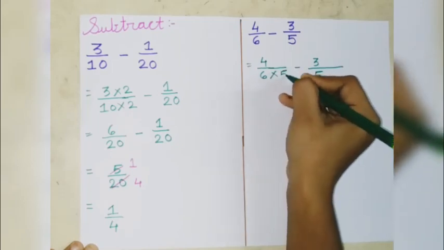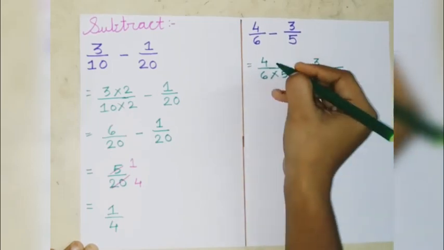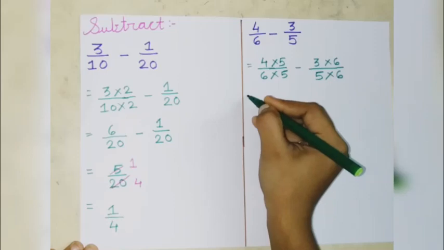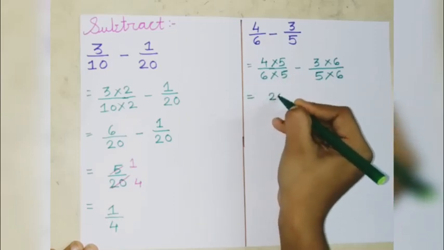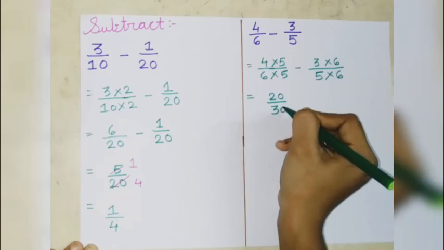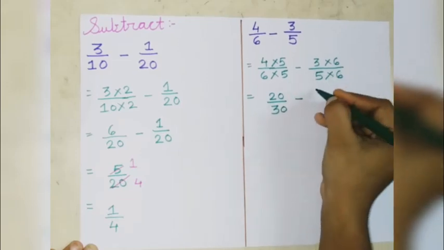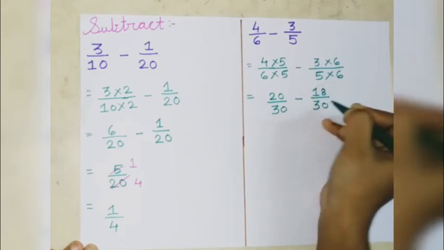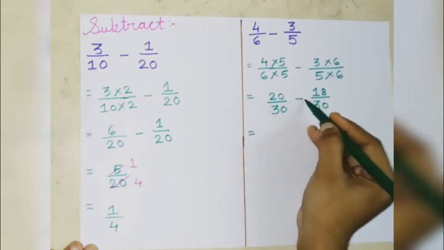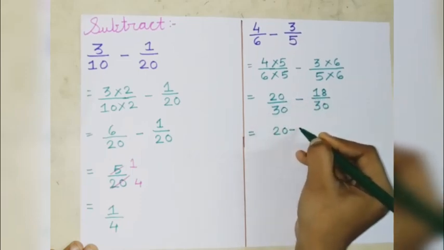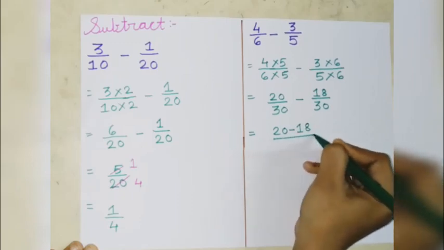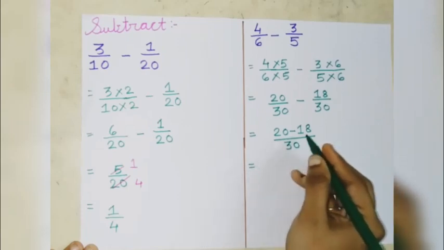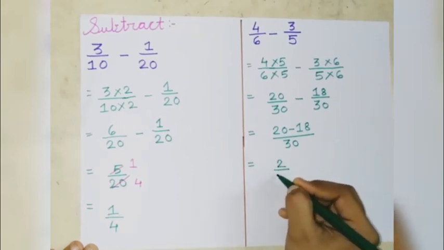Six fives are 30. Five sixes are 30. Same thing we will do for the numerator. Four fives are 20 upon 30 minus three sixes are 18 upon five sixes are 30. 20 minus 18. Upon, in the denominator we have 30, that we will write. 20 minus 18 will be 2 upon 30.